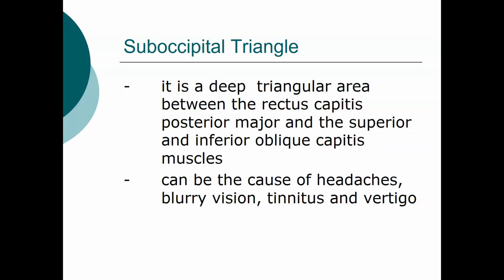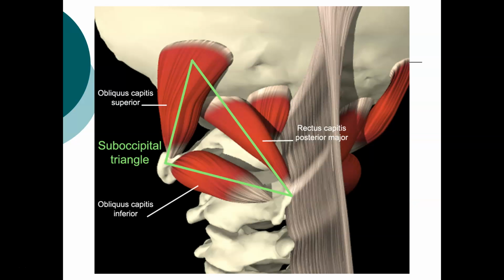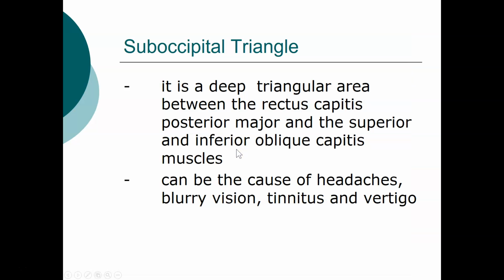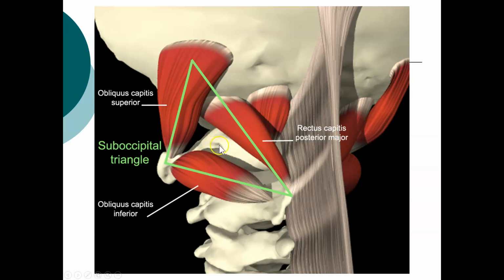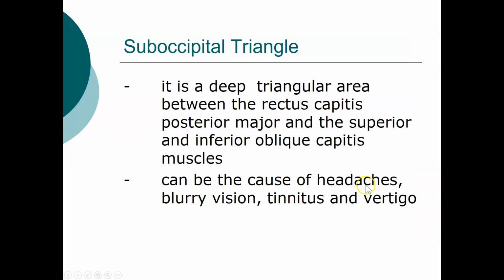Something also that's important to understand is something called the suboccipital triangle. This is a very deep area between rectus capitis posterior major and the superior and inferior oblique capitis muscles. Why this is important, and you can see it here in the diagram: we've got the rectus capitis major, and then we've got the obliquus superior and inferior. You can see there's a space in here. Through here runs a nerve and blood vessels. If this area gets tight and this space narrows, it's going to affect those structures, which can result in headaches, blurry vision, tinnitus, which is ringing in the ears, and vertigo.